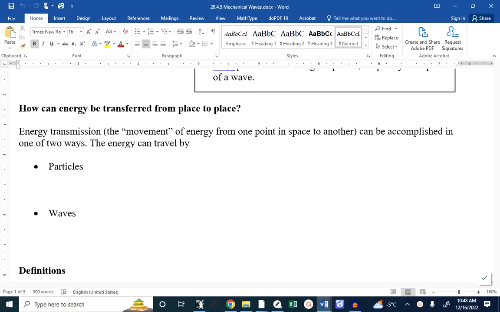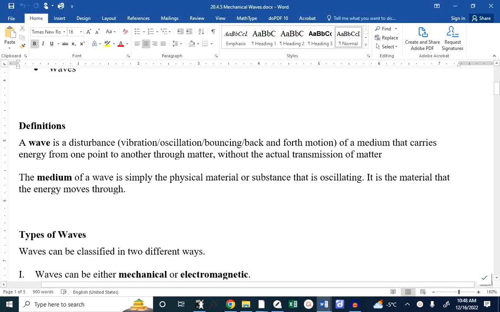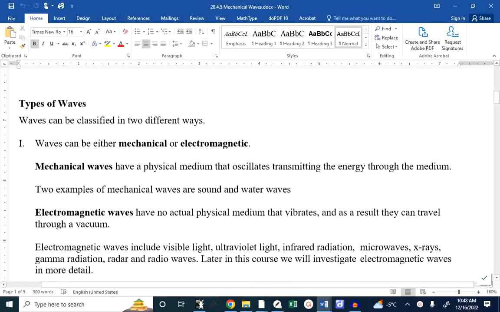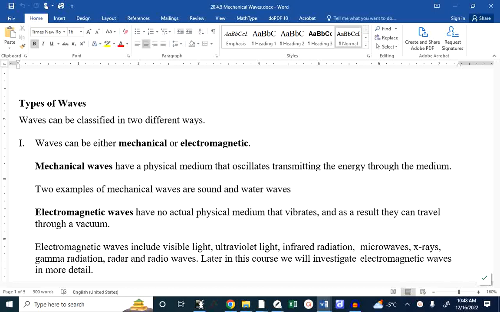Electromagnetic waves are what we're going to be studying in detail next year in Physics 30. But mechanical waves, which is what we want to focus on here, have some physical medium, some physical substance that does some oscillating or vibrating or jiggling or whatever you want to call it, and as a result, the energy goes through it. So if you hang on to one end of a piece of rope and I stand 15 feet away from you because that's how long the rope is, I can transfer energy to you by just shaking the rope back and forth, and we'll get a wave moving through it.